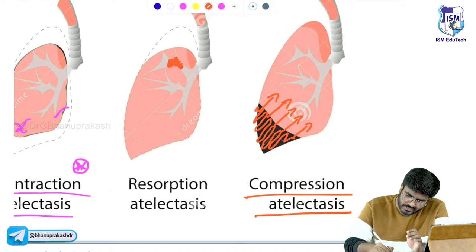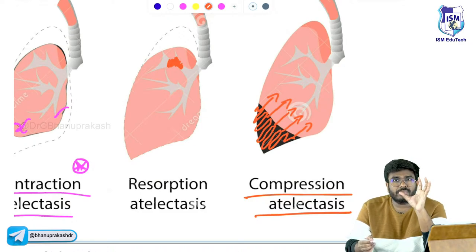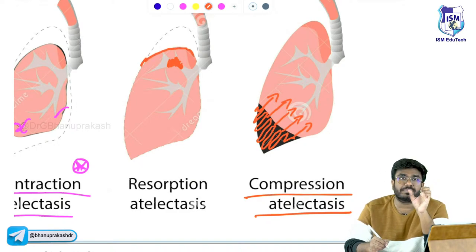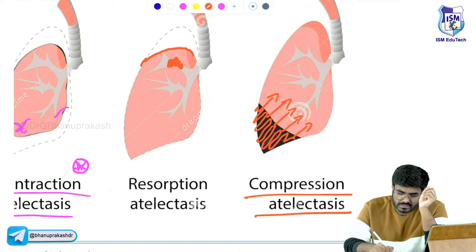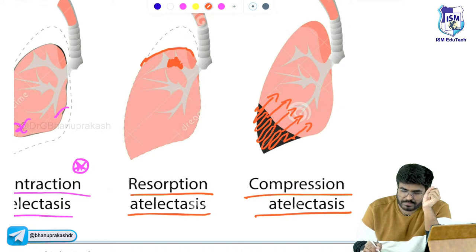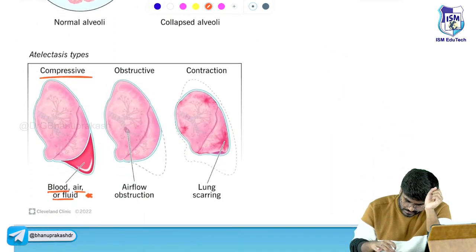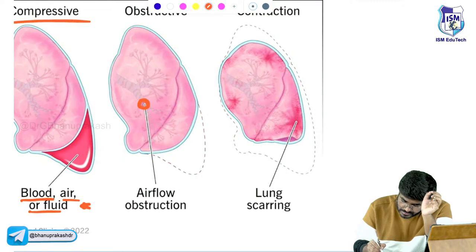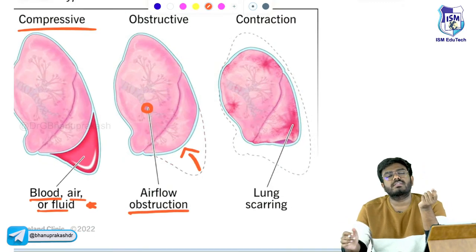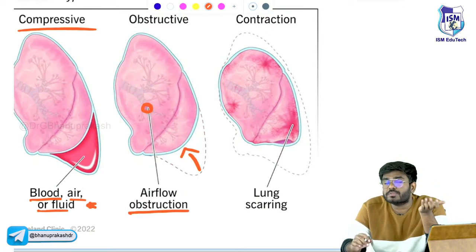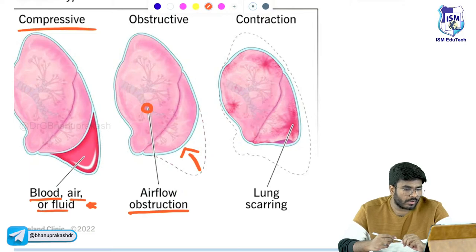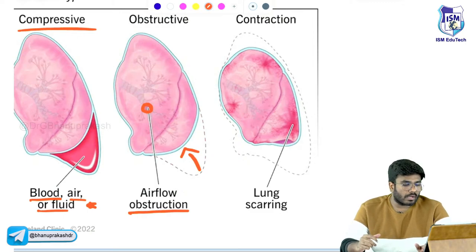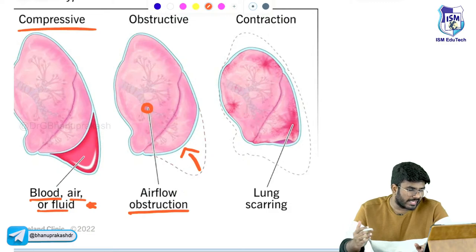There is some obstruction. Because of this obstruction, the lungs are designed in such a way that it is causing the collapse. Air is not going, so the lung tissue collapsed. So this is called resorption atelectasis. Here also, look, guys, there is airflow obstruction, and because of this obstruction there is atelectasis. So it is also called obstruction atelectasis or resorption atelectasis. You can call it anything. What I want you to know is there are three types of atelectasis: compression, contraction and resorption.